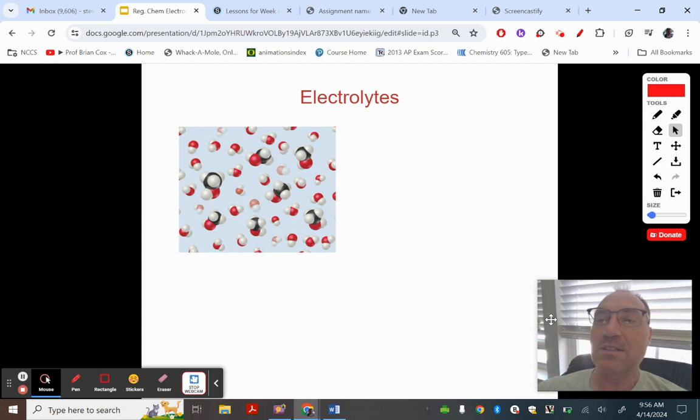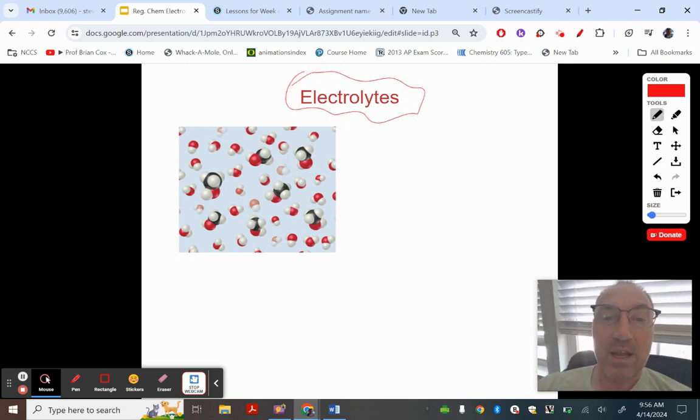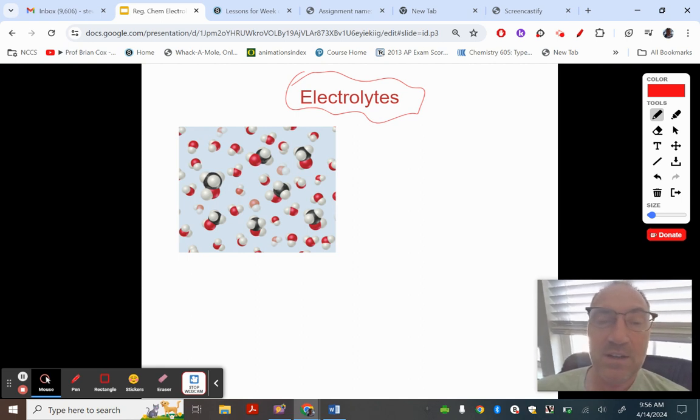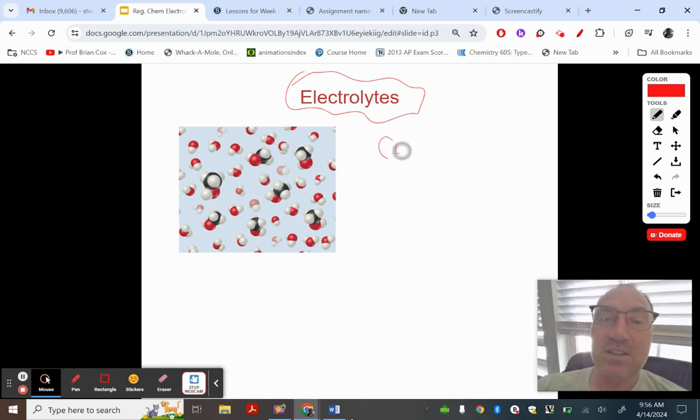So electrolytes, you've probably heard about this. Gatorade is definitely an electrolyte. Pedialyte, a lot of athletes will worry about electrolytes because that can affect performance. You can have too many, too little. But electrolytes are things that, when you put them in water, conduct electricity.